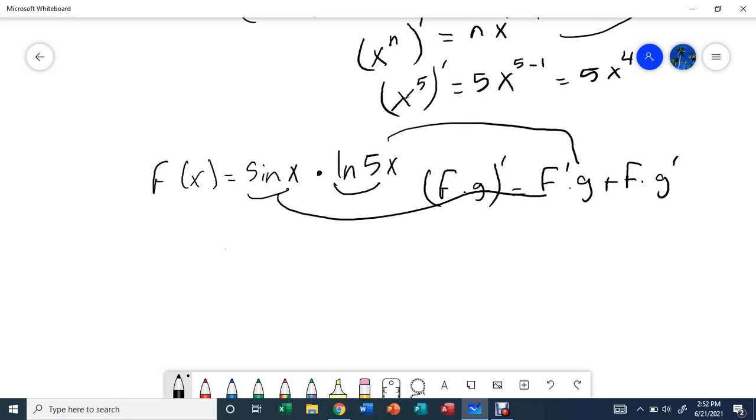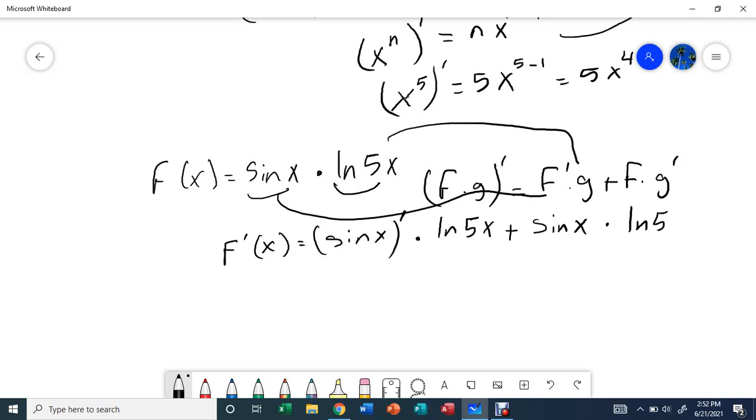So what's the derivative of sine? So f prime of x equals the derivative of sine, or sine prime, times just the second function as is, plus the first function as is, times the derivative of the second function, using the product rule. So now let's simplify.